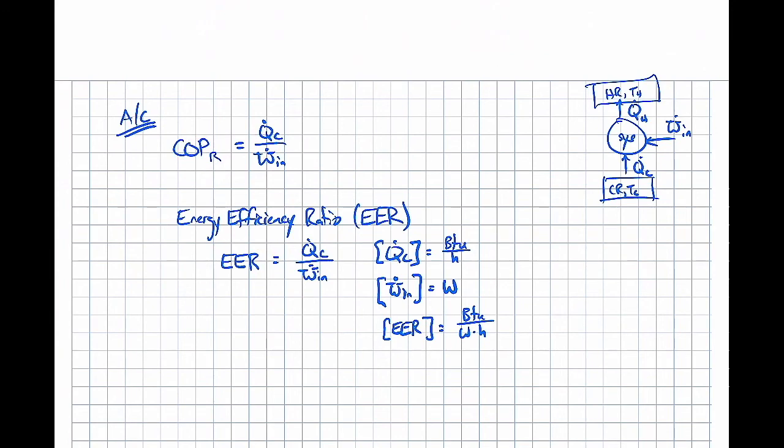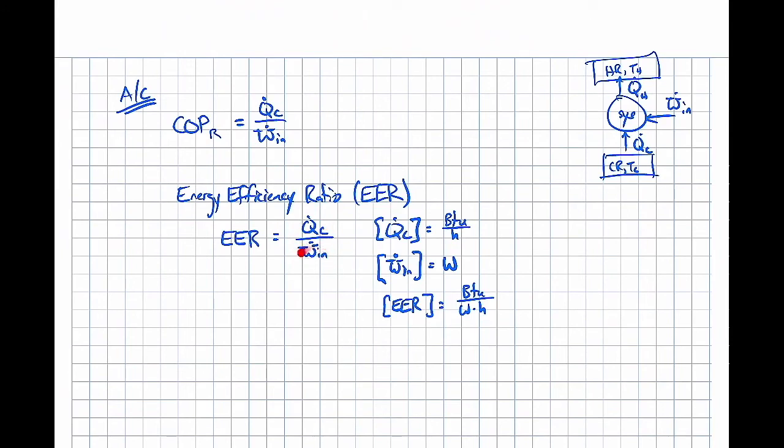The other difference with the EER is when the rate of heat transfer and the power are measured to get that EER value, they're measured for certain conditions, and particularly it's assuming that the hot reservoir is at 95 degrees Fahrenheit and the cold reservoir, which would be like the inside of your house, is at 80 degrees Fahrenheit. So the hot reservoir would be like the outdoors. The cold reservoir would be the indoors. That's at 80 degrees Fahrenheit. And then they also assume a relative humidity of 50% indoors. That can affect the heat transfer to some degree. So when they actually do that measurement, they do it under very specific conditions. Okay, so that's called the EER.